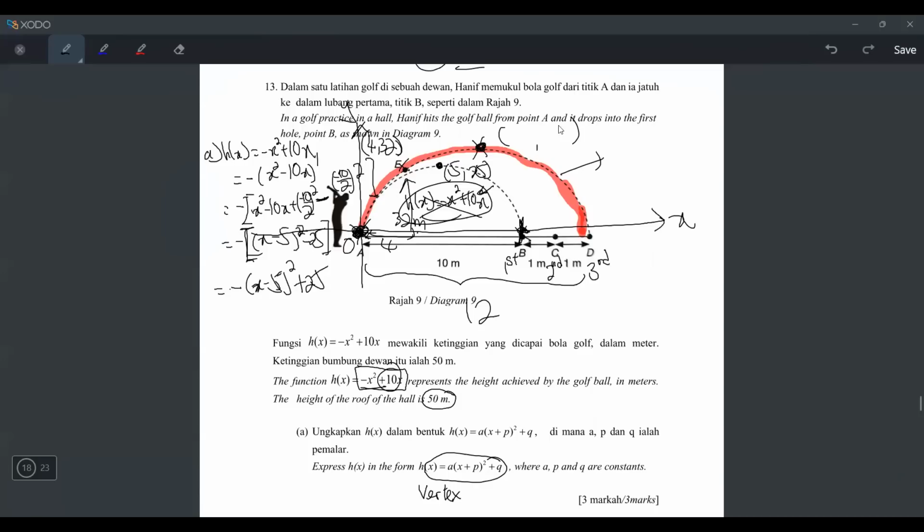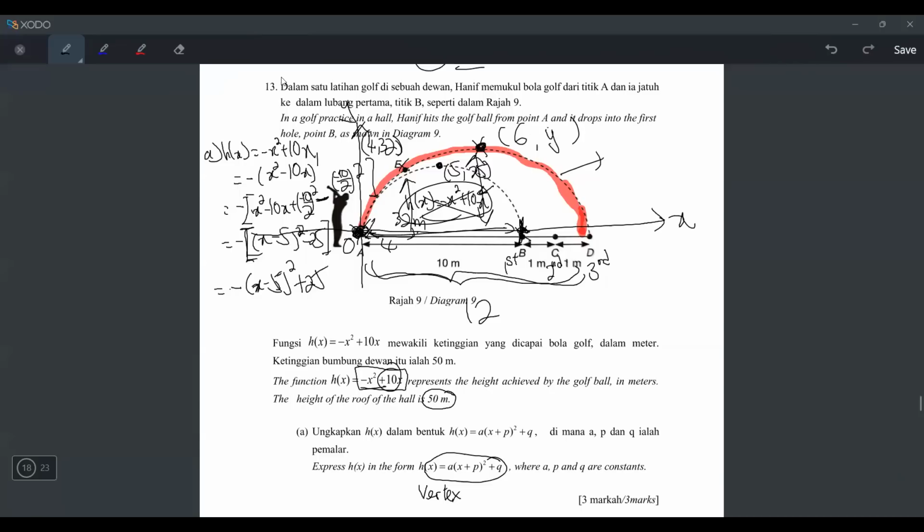But we need the y coordinate, not the x coordinate, because we want the height. The x coordinate doesn't tell us anything. But we do know the x coordinate is 6. How do I know? Because this is 12, right? Do you remember if this is 10 meter, the half of it is 5. So if this is 12, then this will be 6. But what I want is the y coordinate, because the y coordinate will tell me the height of this. And the height cannot be more than 50, because if it's more than 50, then it will hit the roof. So how to get the y coordinate?